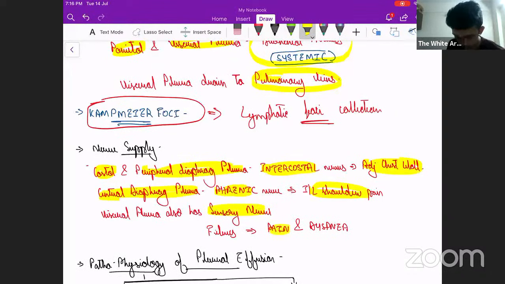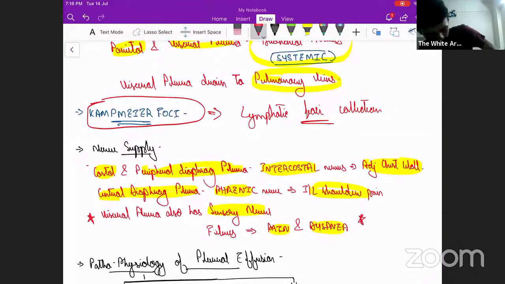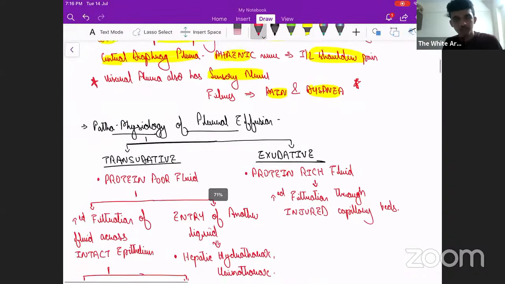So pain and dyspnea it can cause, okay, irritation of the visceral pleura. Very important point, okay. This is a very important point. This is a recent update. Next, let's look into how this pleural effusion is formed.